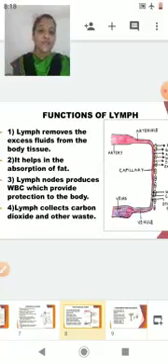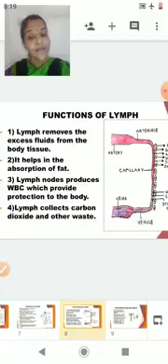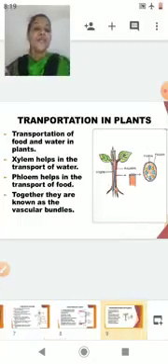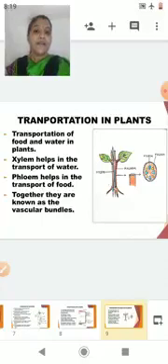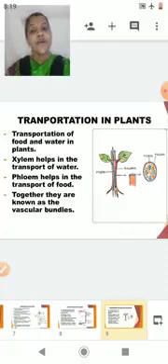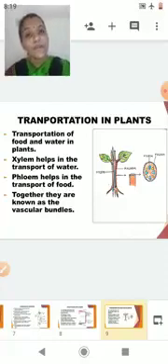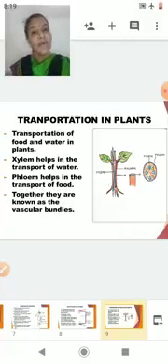So now my dear students, with this we have completed transportation in animals. Now we have to start with transportation in plants. Why do you require transportation in plants? Transportation in plants is required to transport two essential things: one is food and the other is water. Water needs to be transported from the root to the different parts, and the transport of water takes place with the help of the tissue called xylem.